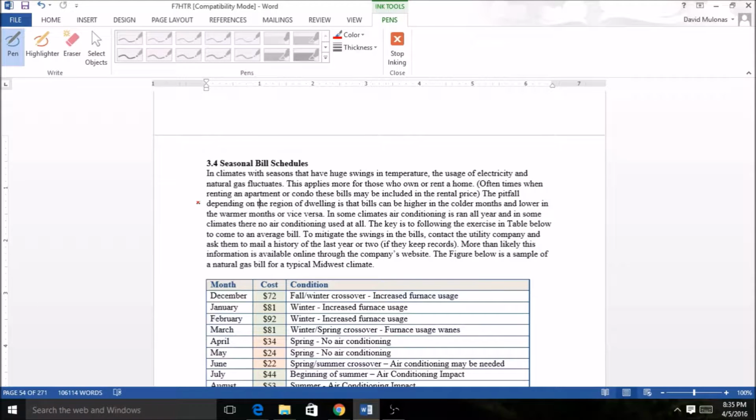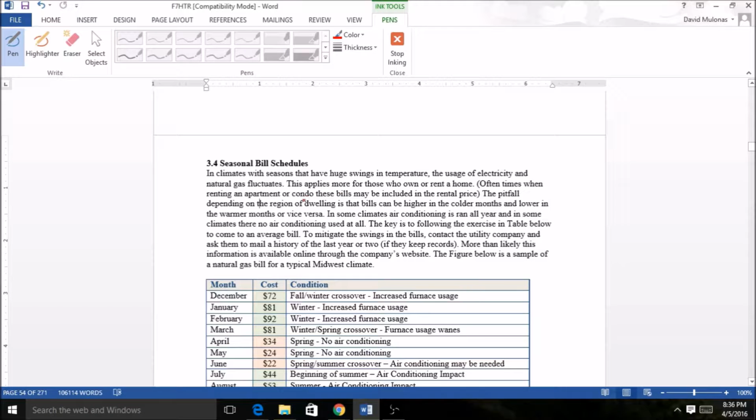So what we want to do now in section 3.4 is to continue this exercise, but do this with seasonal bill schedules. Seasonal bill schedules are relating specifically to gas or electricity. Now, depending on where you live and the temperature, and certainly with the global climate change we have these days, it's as hard to predict as it's ever been to know what your bills are going to be. However, you still have to predict and come up with past history to help you out with that.